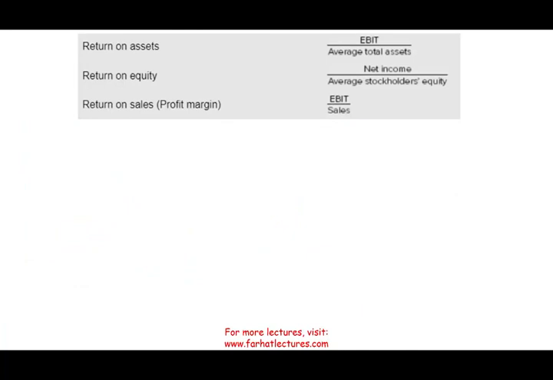Let's go ahead and start to look at those three ratios, starting with return on sales. Return on sales is computed by taking EBIT. EBIT is earnings before interest and taxes.